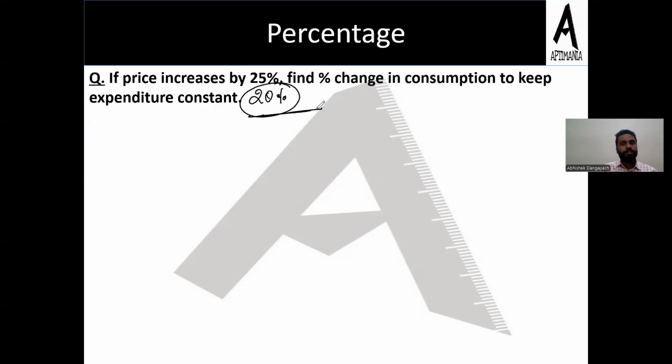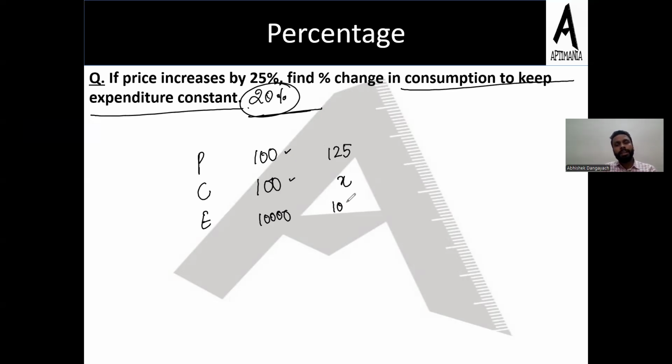कैसे आएगा वो चेक कर लेते हैं एक बार. देखो, price increases by 25%. Initially it was 100, now it is 125. Consumption पता नहीं चेंज कितना हुआ है, 100 ले लेता हूं. एक्सपेंडिचर, अच्छा, when the price is 100, consumption is 100, your expenditure is going to be 10,000. And to keep expenditure constant, matlab you have to keep it to be 10,000 again.